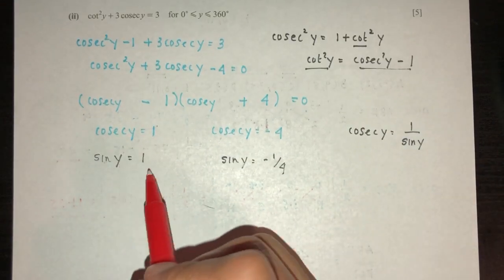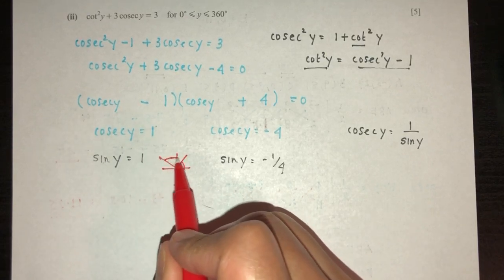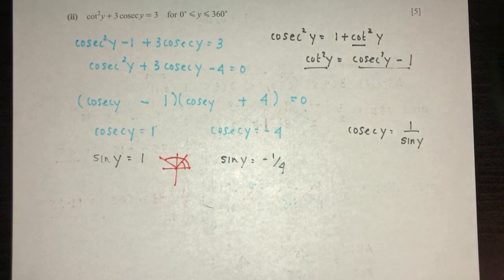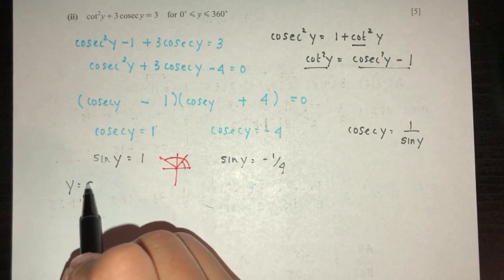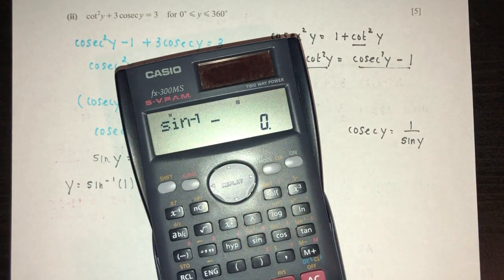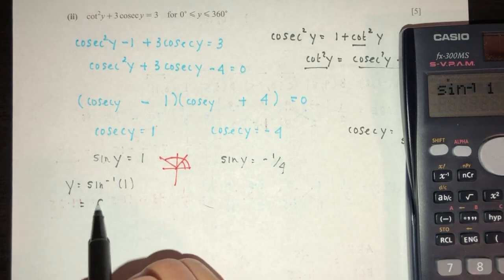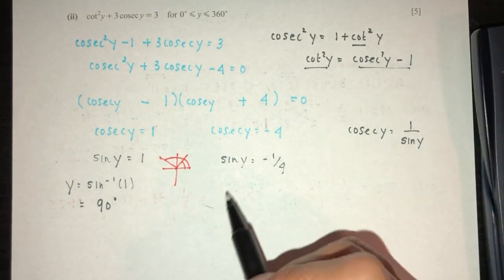So for the first one, sine is positive, it will be in your first quadrant and your second quadrant. So this one we can find directly because it is a positive value here. Y will be sine inverse of 1. It is 90 degrees, and that will be the only answer.